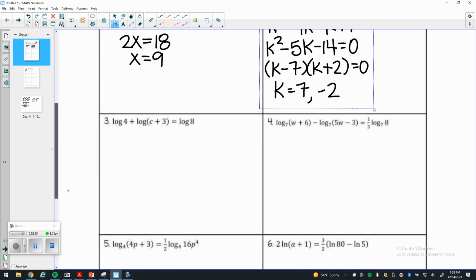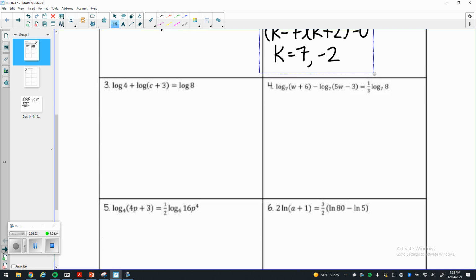Yes? 3. What have I now changed on 3? You have to condense. You have to go back to knowing your logarithmic rules. By condensing, addition becomes what? Multiplication. So you have to condense first to be able to solve it. So I'm going to condense this. So it's going to become the log of 4 times the quantity c plus 3. We agree with me? Equals the log of 8. Are we okay with that?